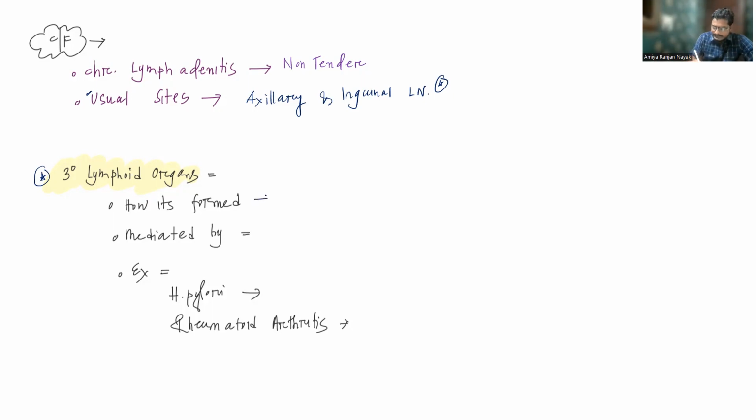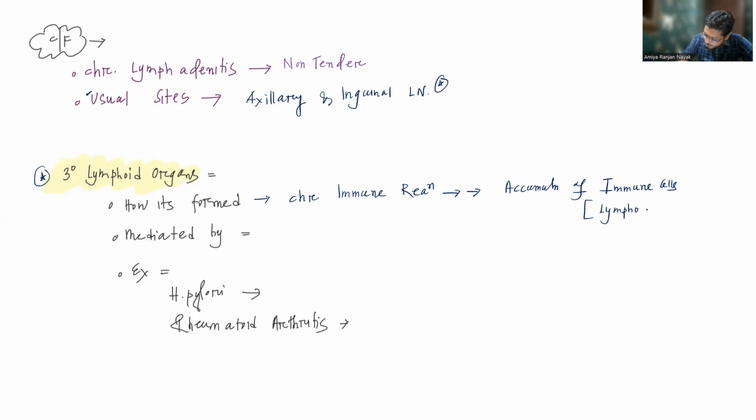Now, tertiary lymphoid organs are formed whenever there is a chronic immune reaction, which results in accumulation of immune cells in a particular area. Immune cells means the lymphocytes, of course. Or you can say an organized collection of the lymphocytes. A chronic immune reaction will cause an organized collection of lymphocytes, and that is known as the tertiary lymphoid organ. Okay, so that is the tertiary lymphoid organ. This is mediated by a cytokine, and the name of the cytokine is lymphotoxin.